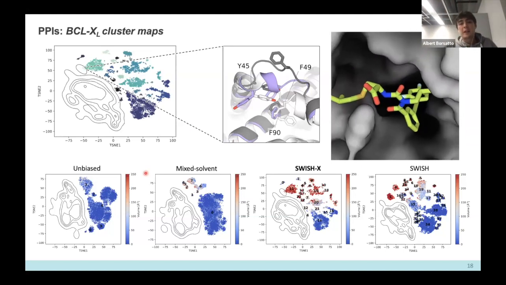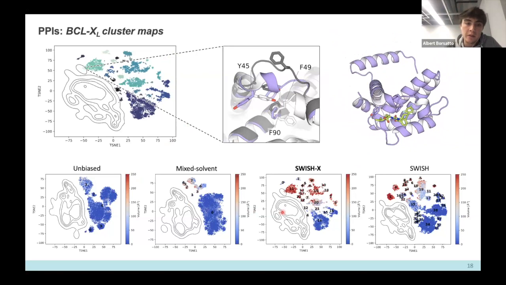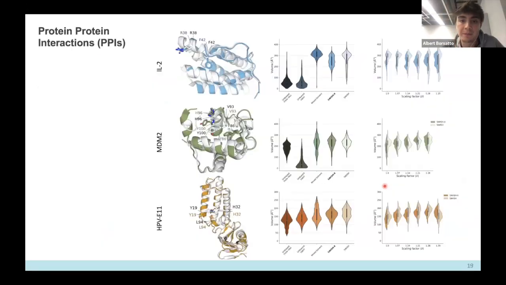This is further highlighted by coloring these cluster maps by volume values, and you can see that different simulation methods actually fail in capturing open configurations. Red means open and blue closed. Besides SWISH-expanded and SWISH, SWISH-expanded in a much more robust way, and SWISH can also somehow sample open-like configurations of the pocket.